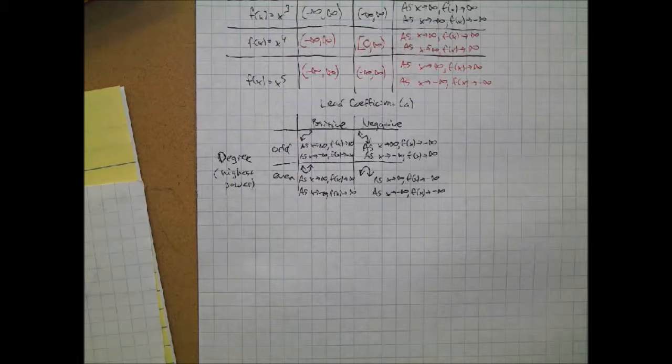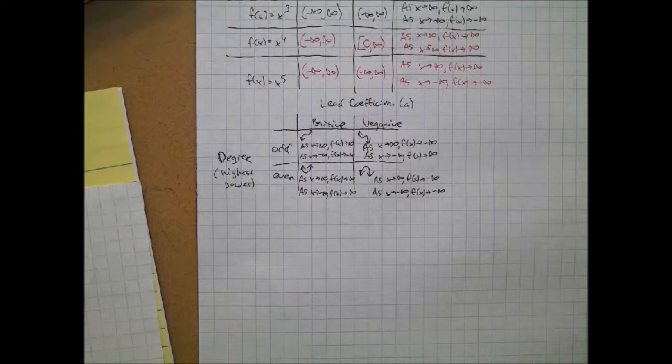And with that introduction, we can now talk about sketching the graphs of a polynomial. Any questions on this so far? All right, so we have odd positive, odd negative, even positive, even negative.